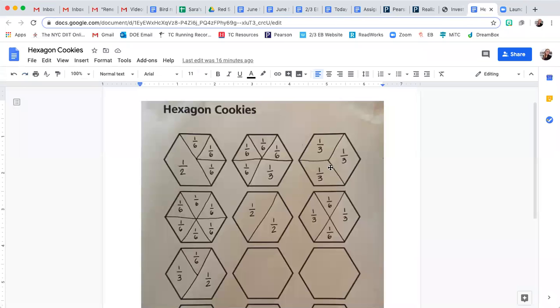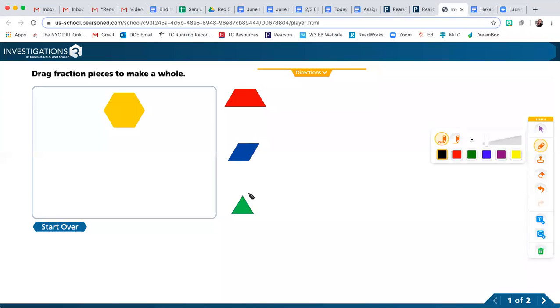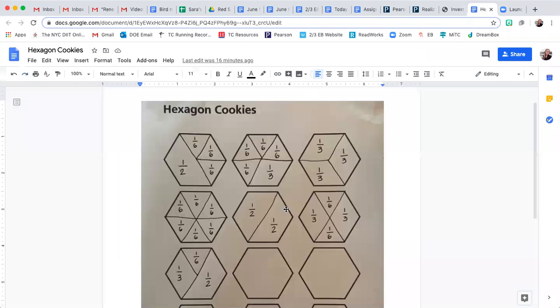So previously we worked on sectioning our hexagon cookies into different fractional pieces using these blocks here: the red block, the half piece, the blue block, which is the third, and the green block, which is the sixth. So you made a whole cookie with fractional parts in several different ways, just like I've shown here on this worksheet. What are ways that we can add fractions together to make 1/2 of our cookie with these other fractional pieces?